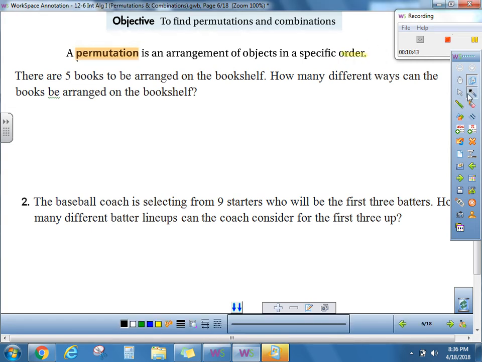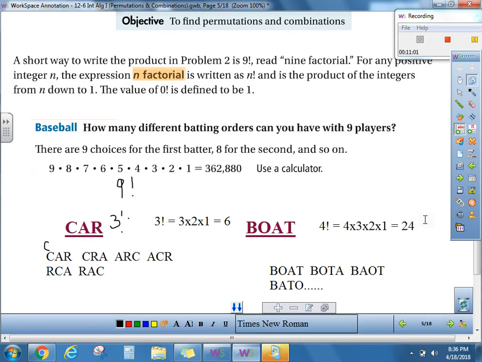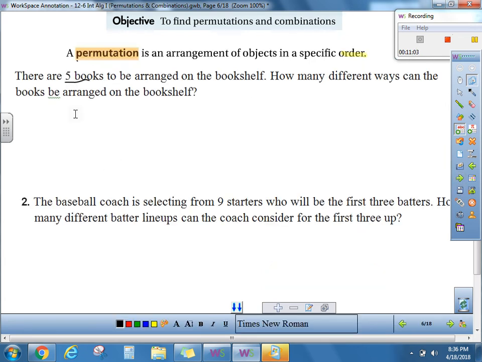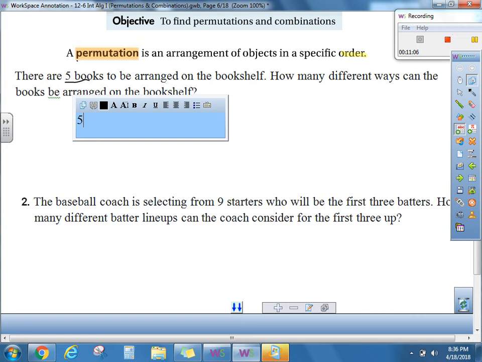It makes a difference. So for example, if we have 5 books to be arranged on a bookshelf, how many different ways can we arrange all 5 of those books? So this is exactly like that problem that we just did that we used factorials. So this would be like saying we have 5 options for the first book, 4 for the second, 3 for the third, 2 for the fourth, and 1 for that 5th book. So here, when we type all that in, we get 120 different ways to rearrange the books on that shelf.